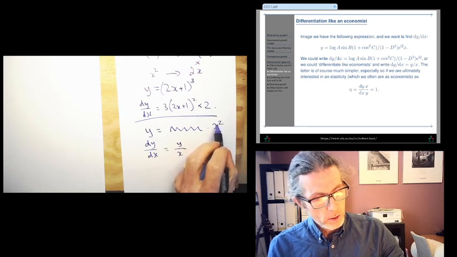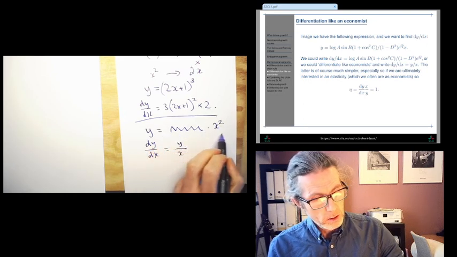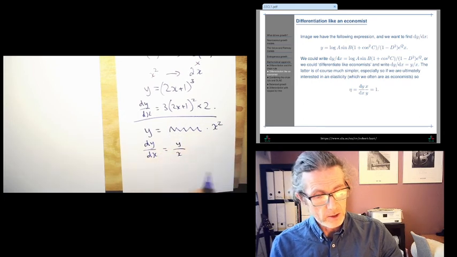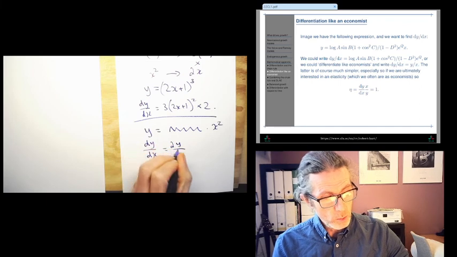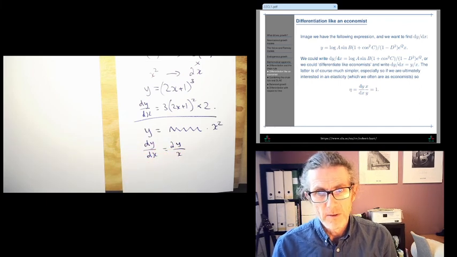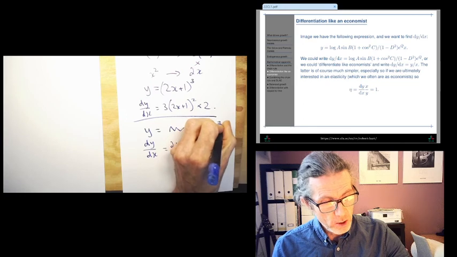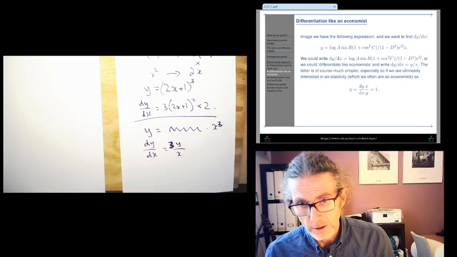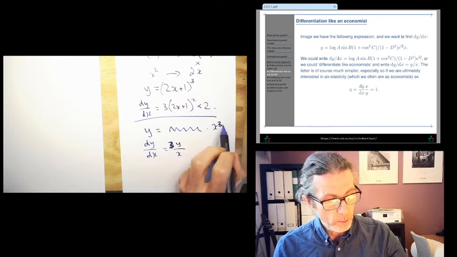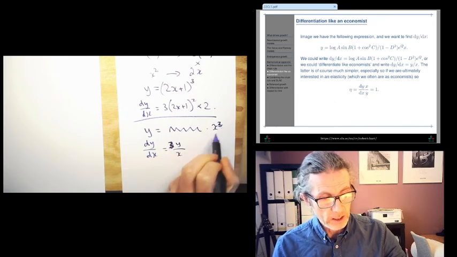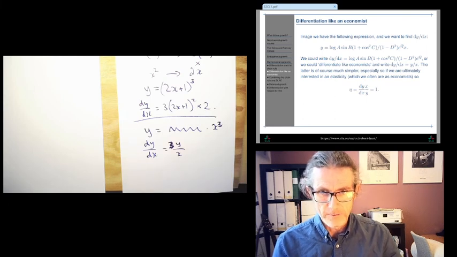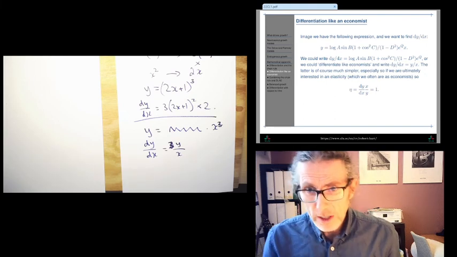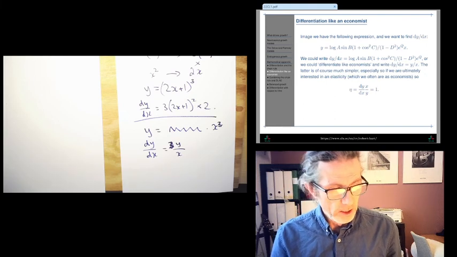Well, we have 2 times everything divided by x, don't we? So in that case, it would be 2y over x. Okay. And if it was x cubed, we would have 3y over x. Okay. Because then it would be 3 times all this times x squared, which is 3y over x. Very straightforward. Okay. And why do I call this differentiating like an economist?